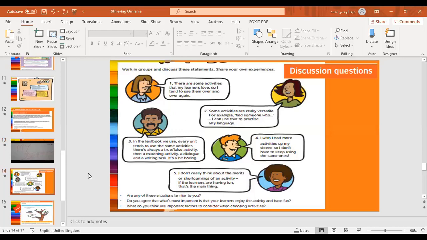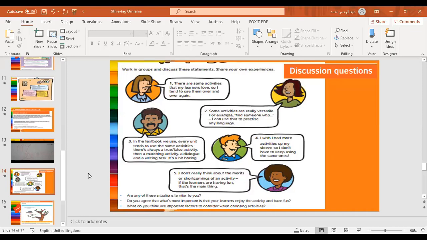I want you only to say which one would you like? One, two, three, four, or five. Now, here, working groups. Number one: there are some activities that the learners love, so I tend to use them over and over again. We have already, in the previous year, a lot of activities like information gap, think and when, running dictation, Chinese whisperer, and so on. A lot of activities, right?